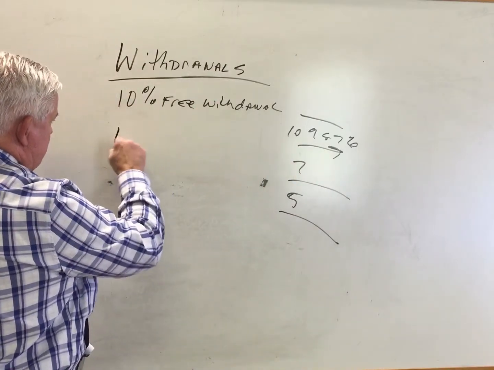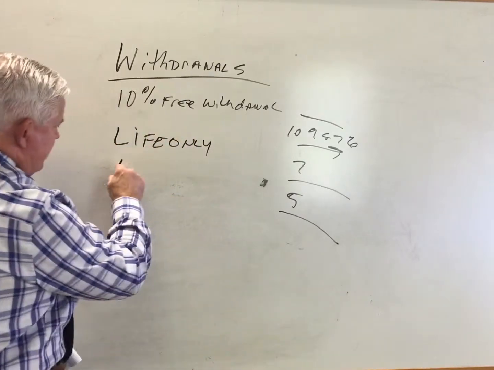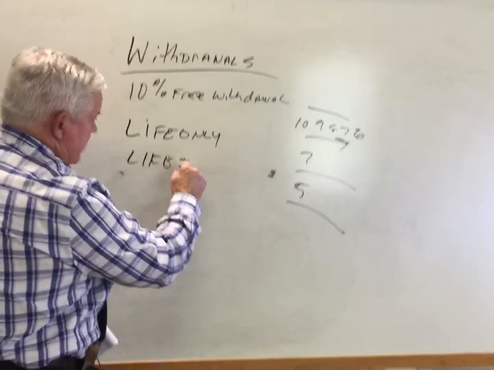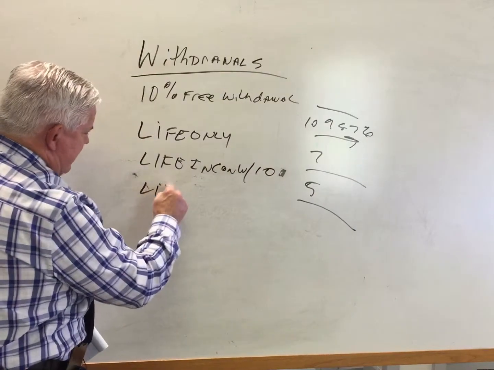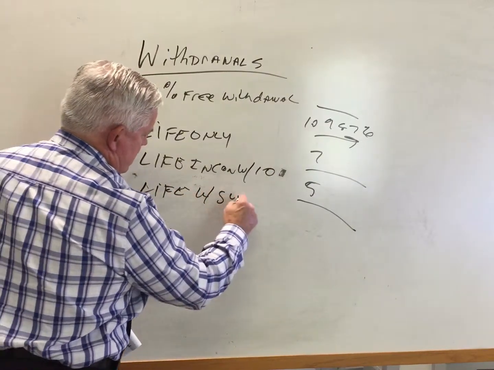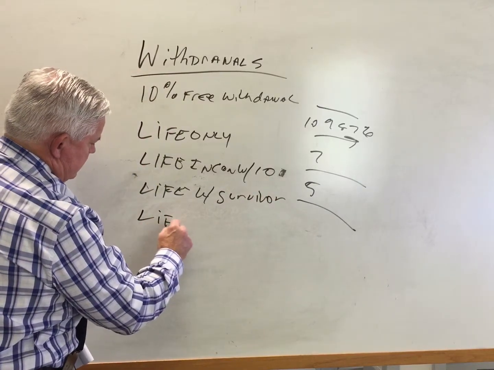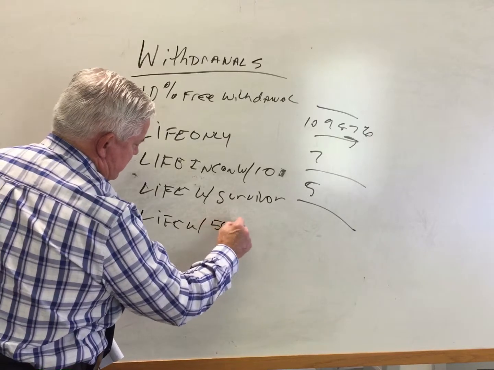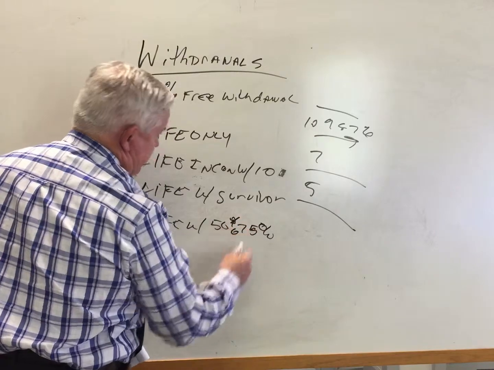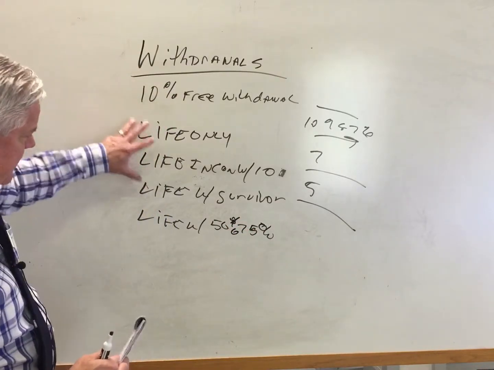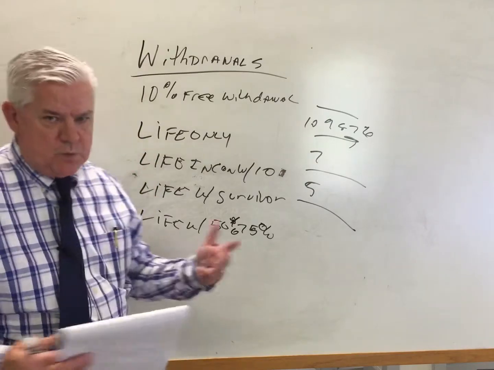And then you can do life only income, or life income with 10 years, or life with survivor, or life with survivor 50% or 75%, much like a pension. These are different types of annuity settlement options, is what they call them.